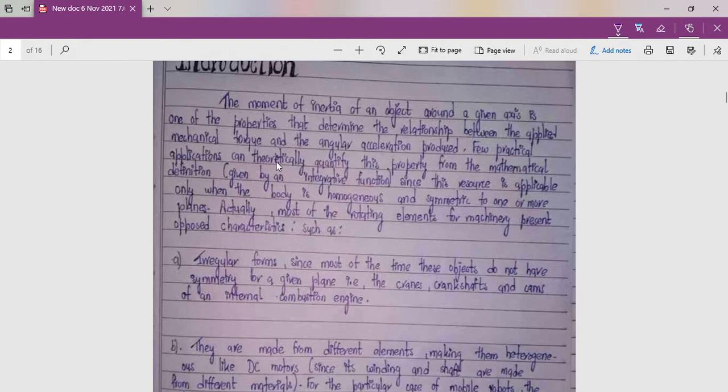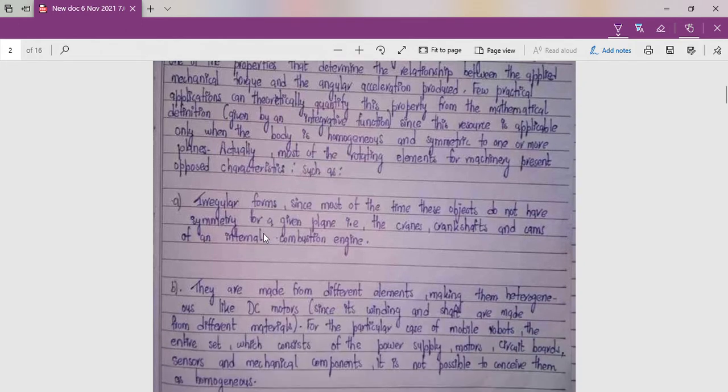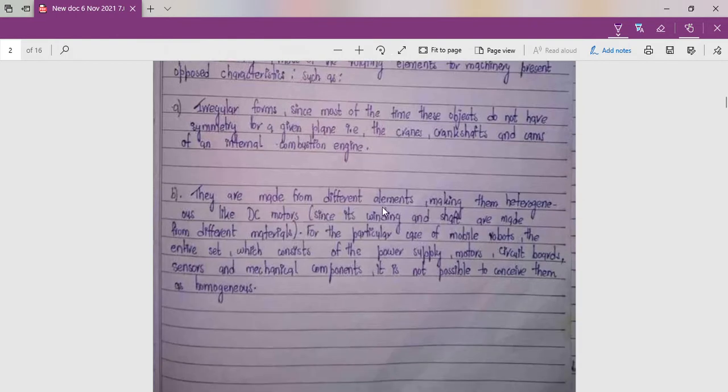Few practical applications can theoretically quantify this property from the mathematical definition, since this is applicable only when the body is homogeneous and symmetric to one or more planes. Actually, most of the rotating elements for machinery present opposite characteristics, such as: A, irregular forms, since most of the time these objects do not have symmetry for a given plane. B, they are made from different elements, making them heterogeneous, like DC motors.